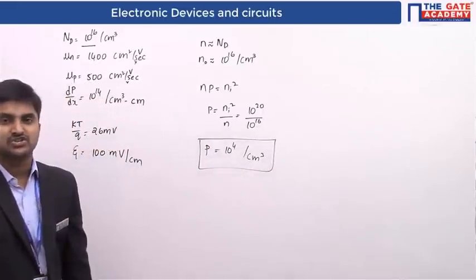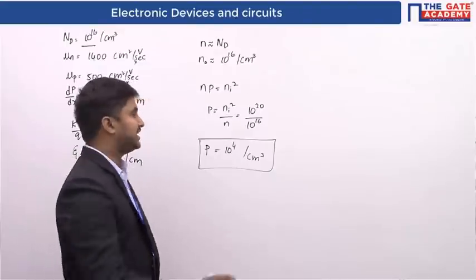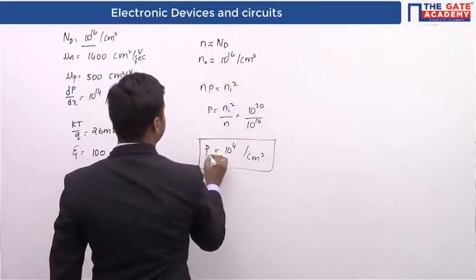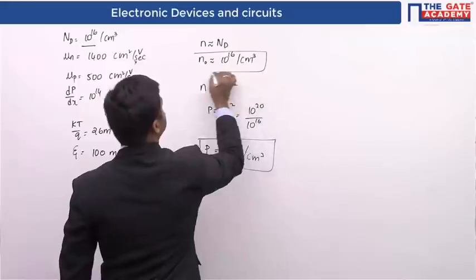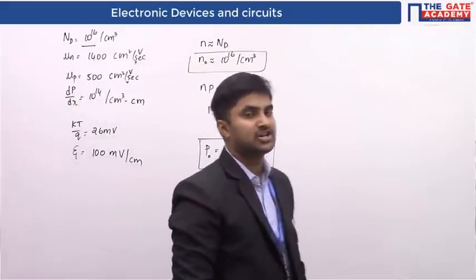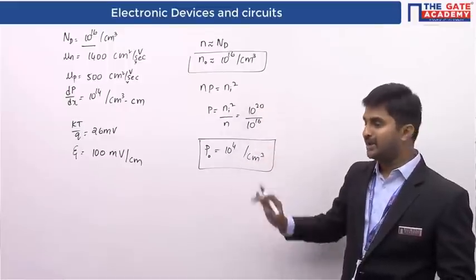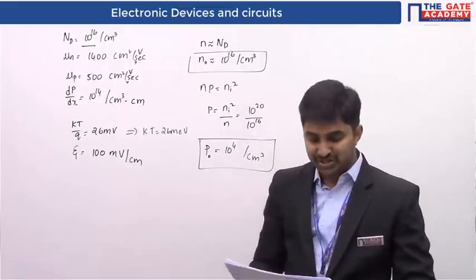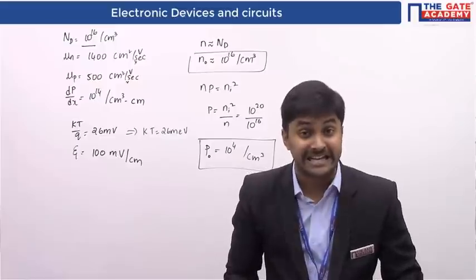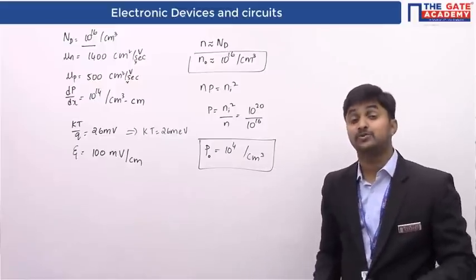The hole concentration is equal to 10 power 4 per centimeter cube. So these are the 2 types of concentrations we are having. One is the electron concentration and the other is the hole concentration under thermal equilibrium. The last part of the question is the Fermi shift with respect to the intrinsic Fermi level.